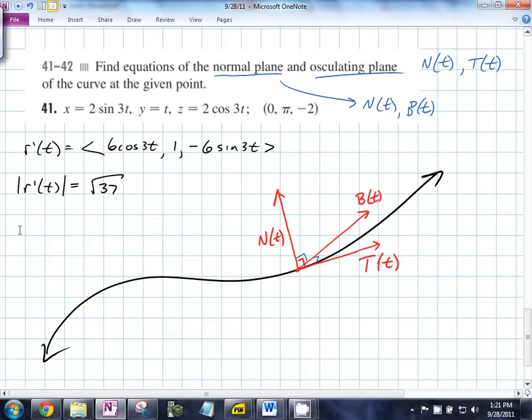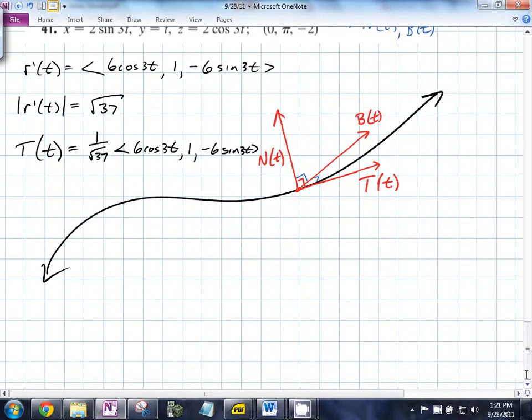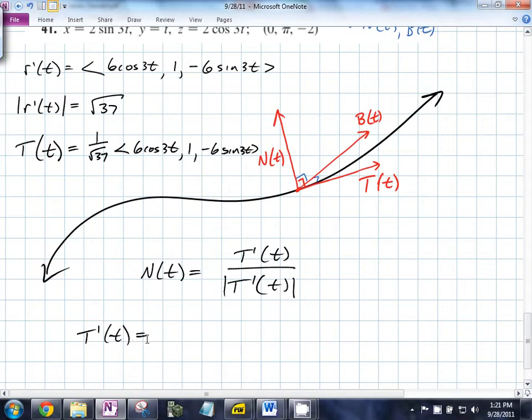Okay, so if we wanted to find N of t, what is N of t equal to? We know that N of t is equal to T prime of t over the magnitude of T prime of t, right? So we need to find T prime of t, and when they do these questions in your book, they say we need these ingredients. They just find r prime, do all these things out, and then pull them out. They don't try to evaluate anything. So T prime is going to be 1 over root 37 times negative 18 sine 3t, comma 0, comma negative 18 cosine 3t, right?